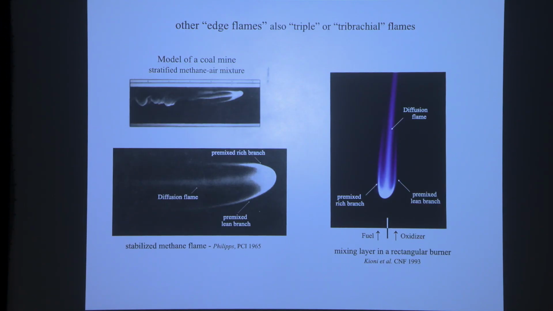It was really first observed or established by Phillips in 1965, and the idea was a model of what happens in a coal mine where you have methane that tends to rise at the roof of the mine, and it can cause an explosion under some conditions. And so that was the attempt to understand what's going on.